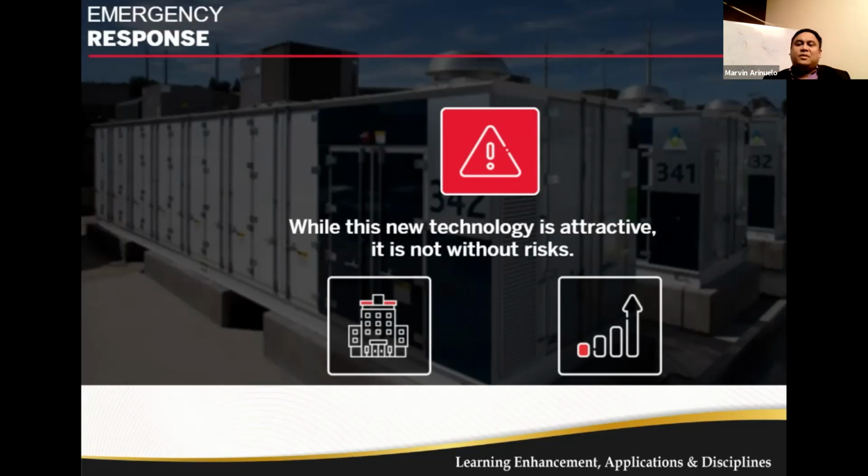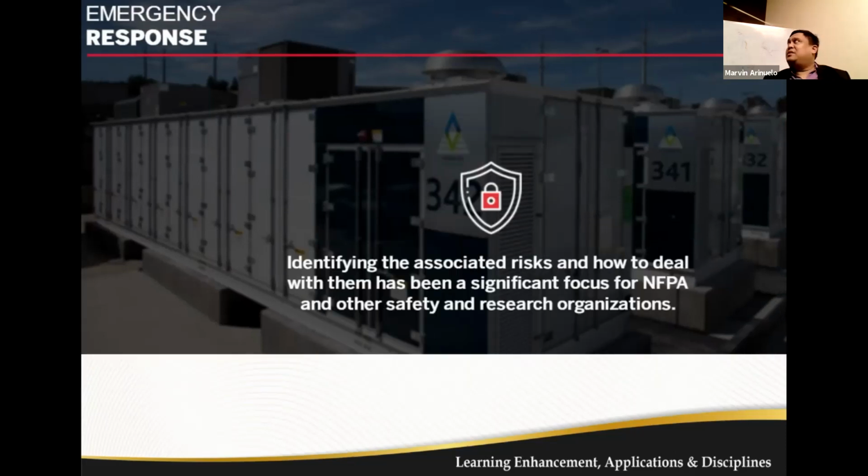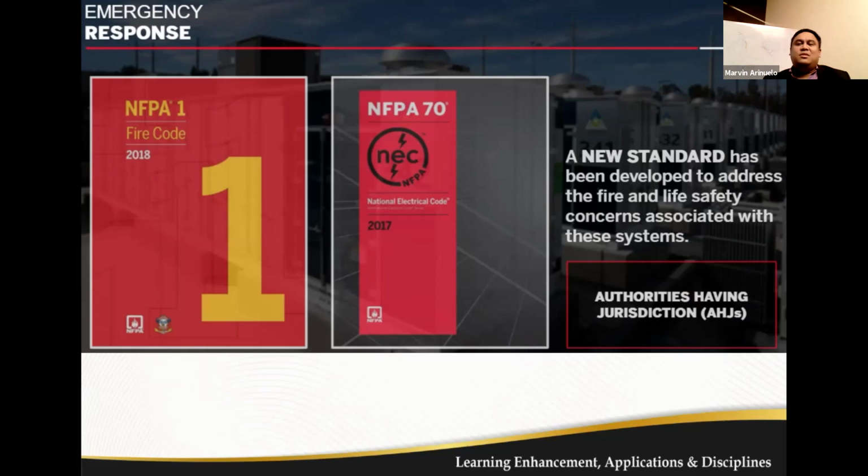At the same time, identifying the associated risks and how to deal with them has been a significant focus for NFPA and other safety and research organizations. The published requirements for ESS in NFPA 1, Fire Code, and NFPA 70, National Electrical Code, and authorities having jurisdiction have some requirements for the protection and prevention for this system.